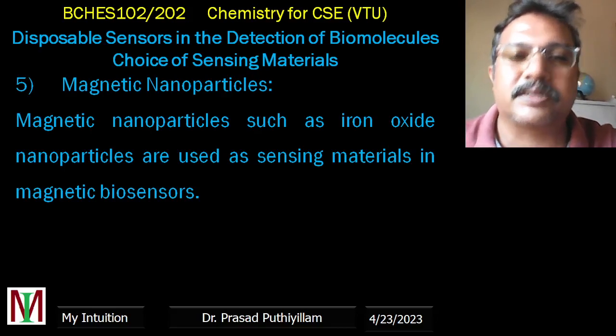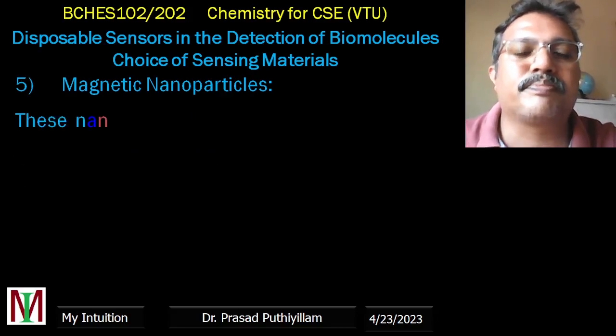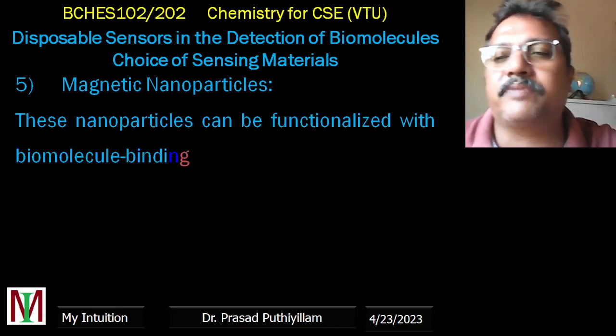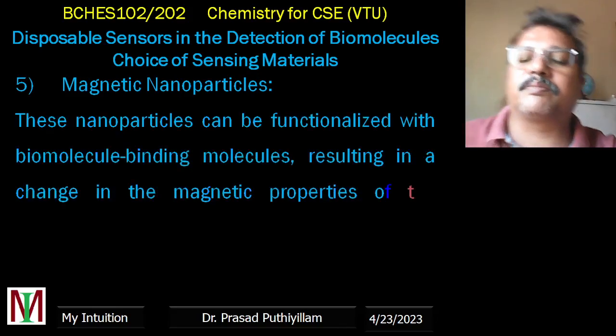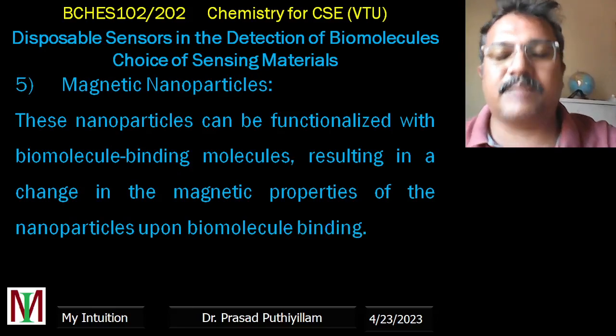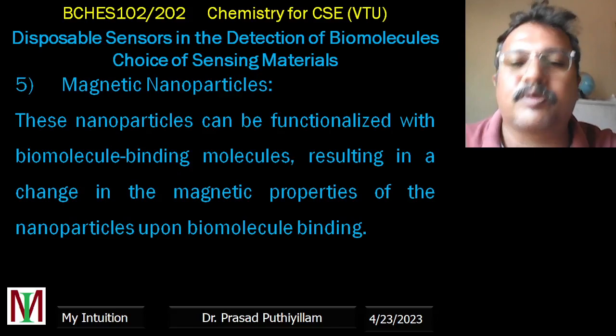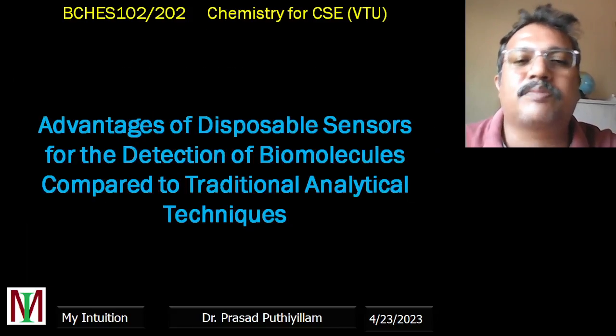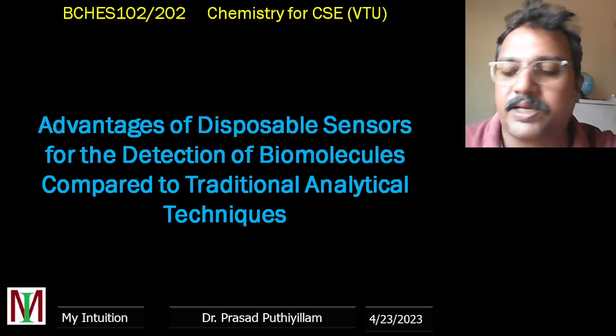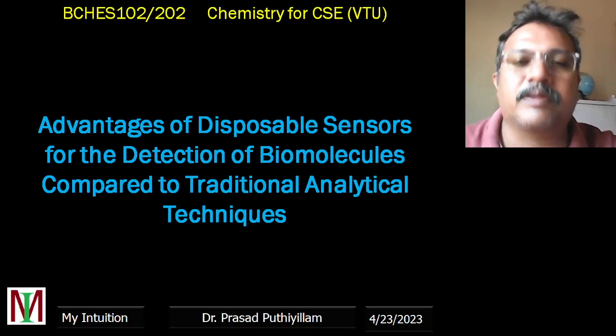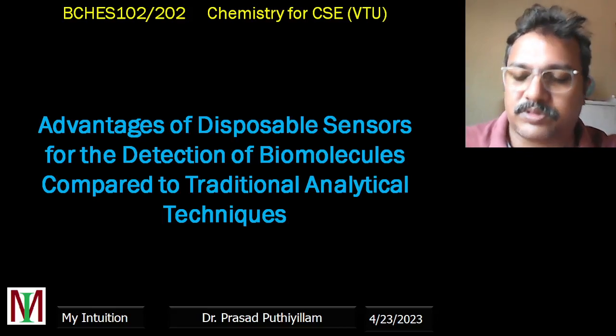It's one of my research fields. These nanoparticles can be functionalized with biomolecular binding molecules, resulting in a change in the magnetic properties of the nanoparticles upon biomolecule binding. Now, some of the advantages. After advantages, limitations will come. Then presently the new breakthroughs will also be there.